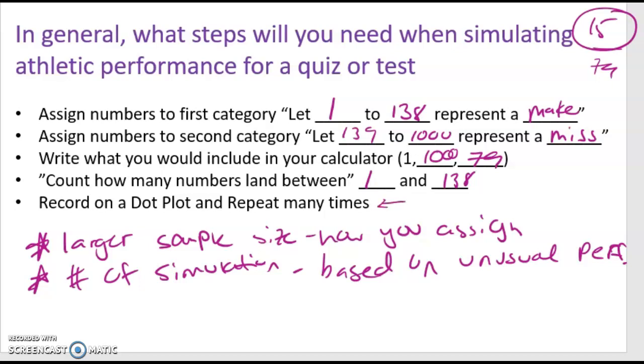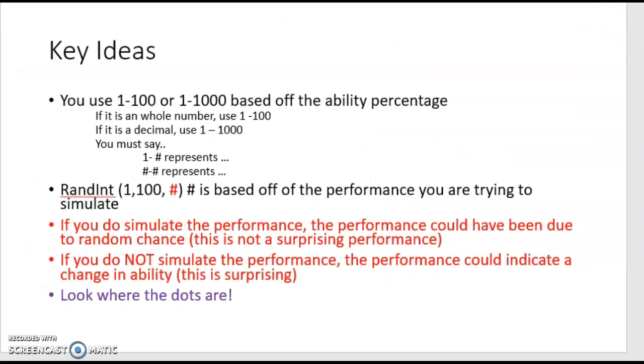So this is what I would want to see on a quiz or a test. Okie dokie. So you see 1 to 100 is a whole number, and a decimal is 1 to 1,000. You must say 1 to something represents something, and 1 to the other number, up to 1,000 or 100, represents something else. Make sure you tell me what you're going to put in your calculator.